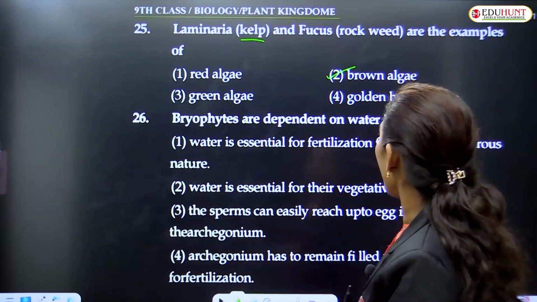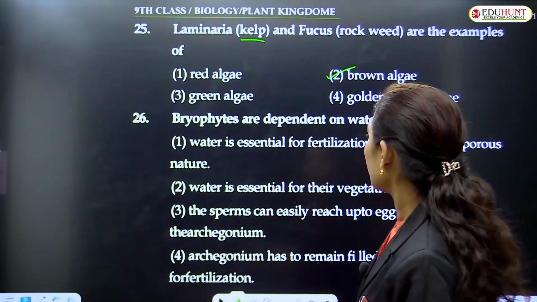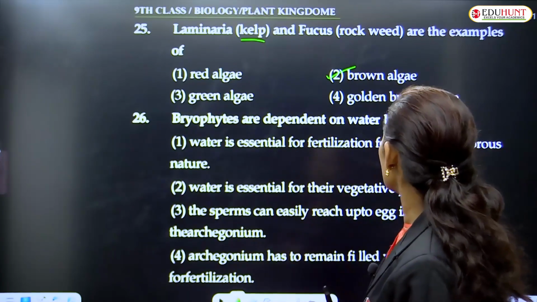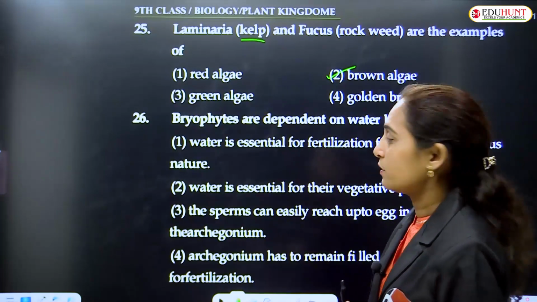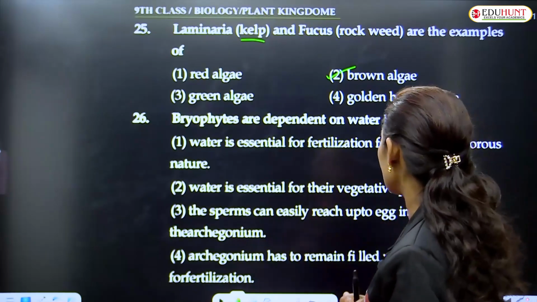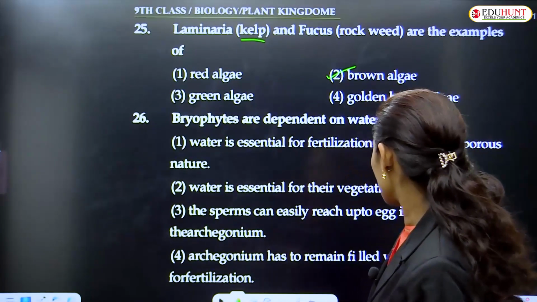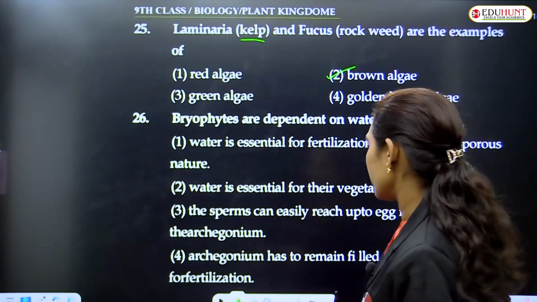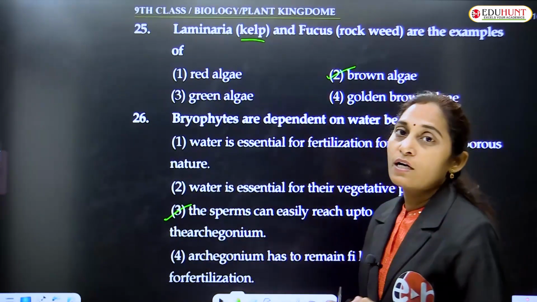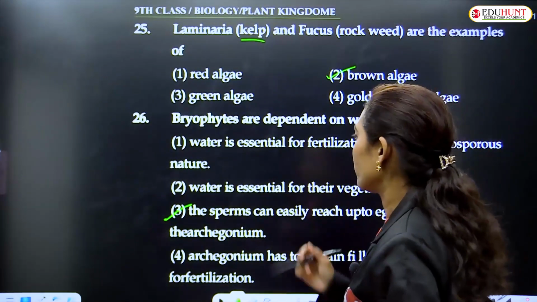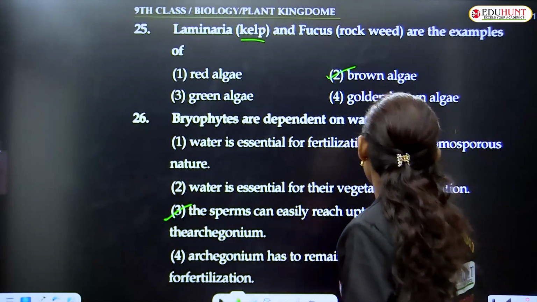Bryophytes are dependent on water. Why are they dependent on water? Water is essential for fertilization, for their homosporous nature. Water is essential for their vegetative propagation. The sperms can easily reach the egg in the archegonium. Archegonium has to remain filled with water for fertilization. So the sperms can easily swim in water to reach the egg present in the archegonium. For that reason, that is for fertilization, they require water and they depend on water.